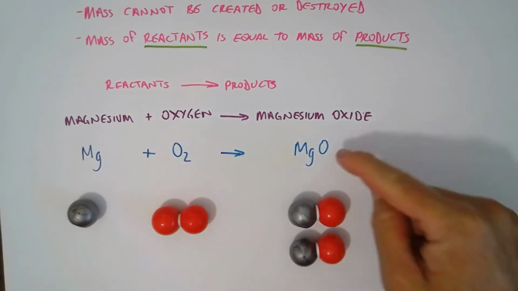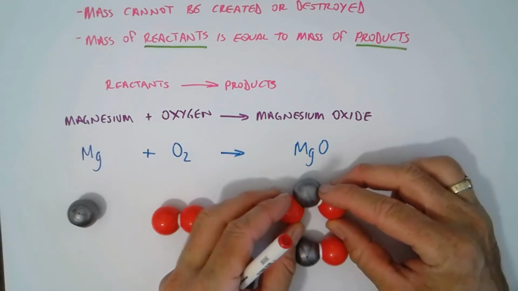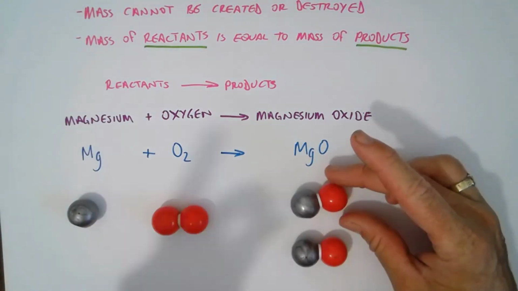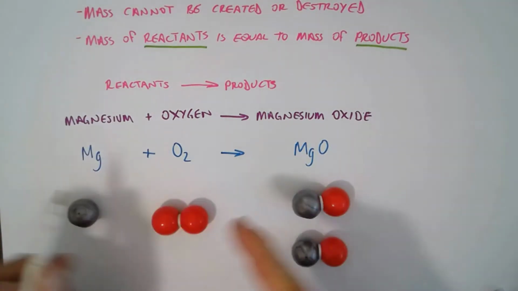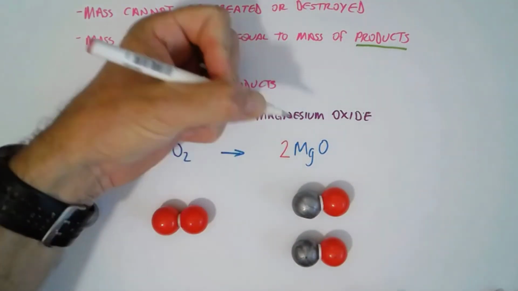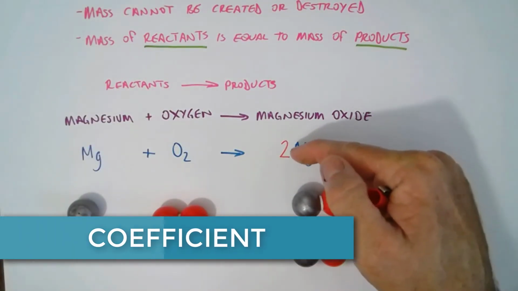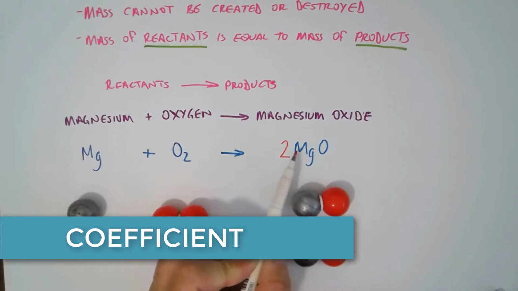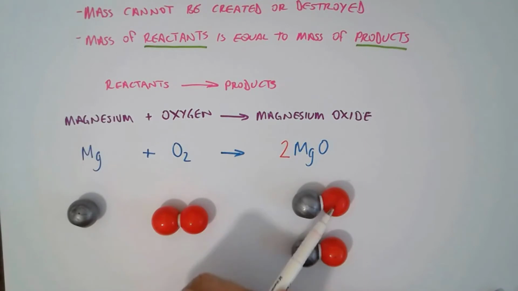See, we can't add an oxygen here, because that would not be magnesium oxide anymore. That's impossible to do. So the only thing we can do is add another molecule of magnesium oxide. And the way we express that in our equation is that we add a coefficient. This is called a coefficient here, and in this case, it's a coefficient of 2. What does that mean? Two magnesium oxide molecules. So that means we've got two magnesiums and two oxygens, two magnesium oxide.